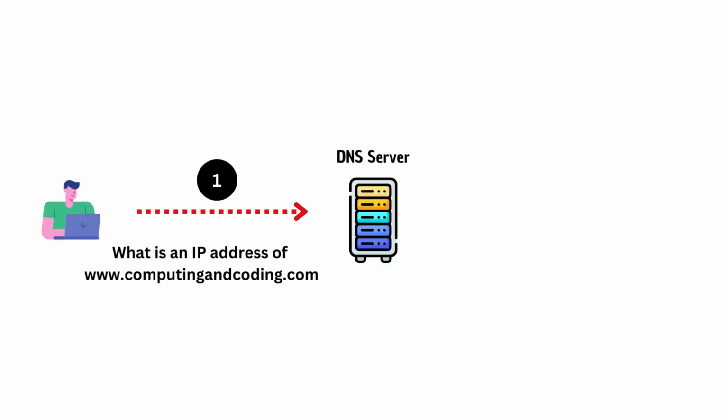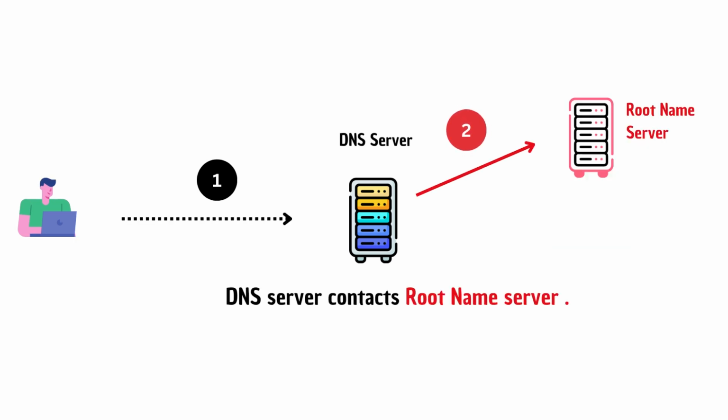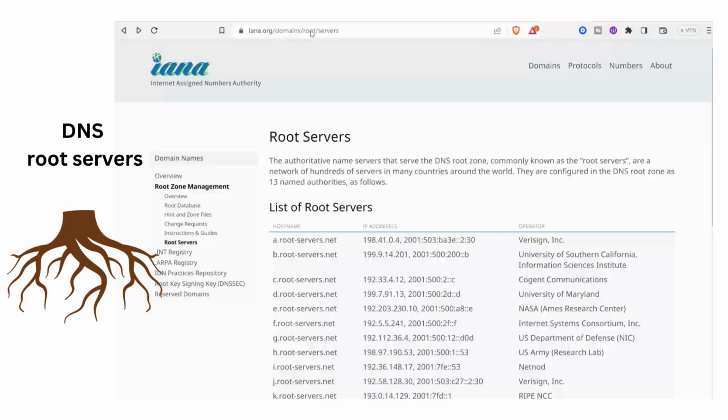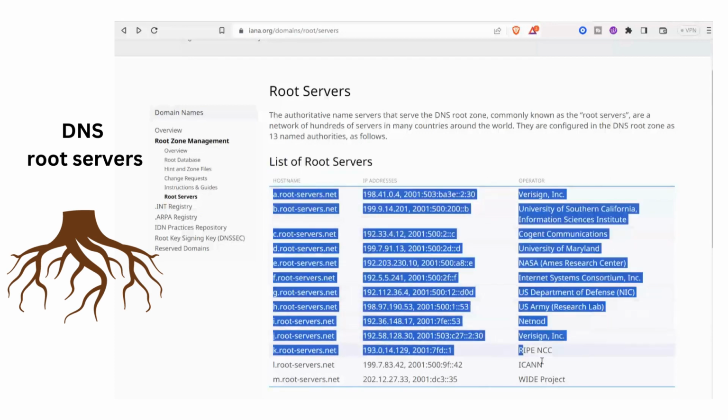When your device makes a DNS query for a domain name, the local DNS server first checks its own database or cache to see if it already has the requested information. If the local DNS server doesn't have the information, it initiates a recursive query, reaching out to other DNS servers higher up in the hierarchy. The first referral is to one of the 13 root servers globally. These root servers are the backbone of the DNS and manage the top-level domains.